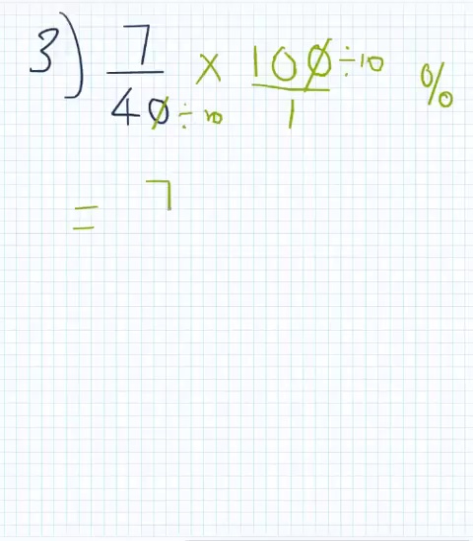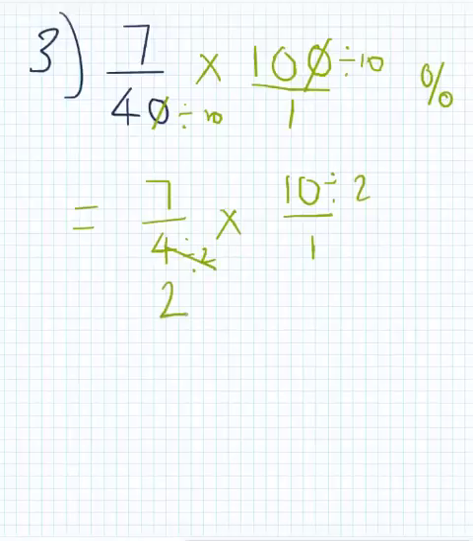Now let's see what we have left. 7 over 4 times 100 over 1. And I can, 10 over 1. We got rid of that 100, sorry. So now I can continue simplifying because 4 and 10 are both even. So divide 4 by 2 and divide 10 by 2 because they're even numbers. 4 divided by 2 is just 2. 10 divided by 2 is 5.